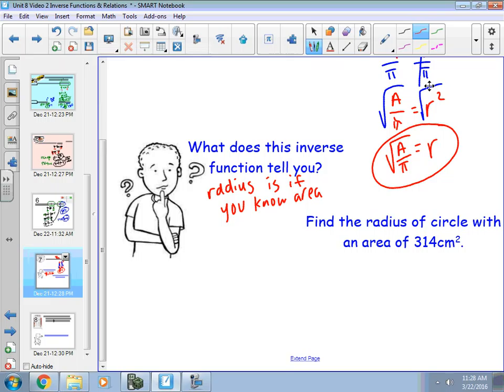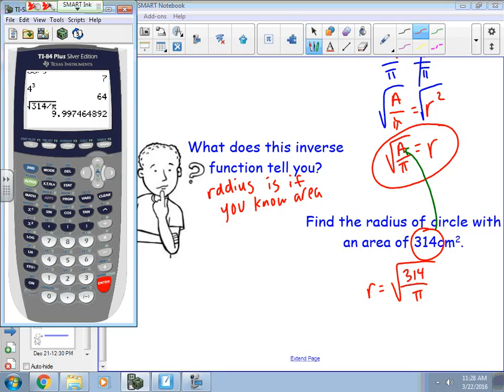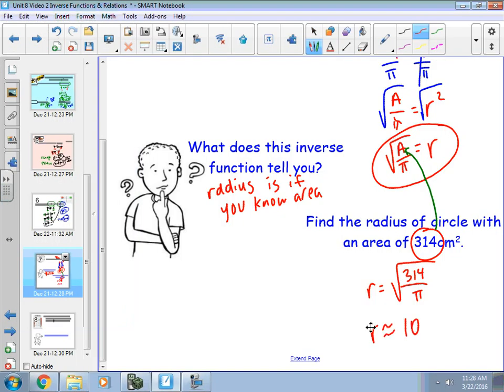Let's look at this problem. Find the radius of a circle whose area is 314. Well, we can find that out now. Plug that 314 in for A and see what we get. So the radius would equal the square root of 314 divided by pi. Now put that in your calculator, see what you get. So if we did square root of 314 divided by, we'll use our pi button here. Looks like it's about 9.997. That looks like, to me, pretty close to 10 centimeters.